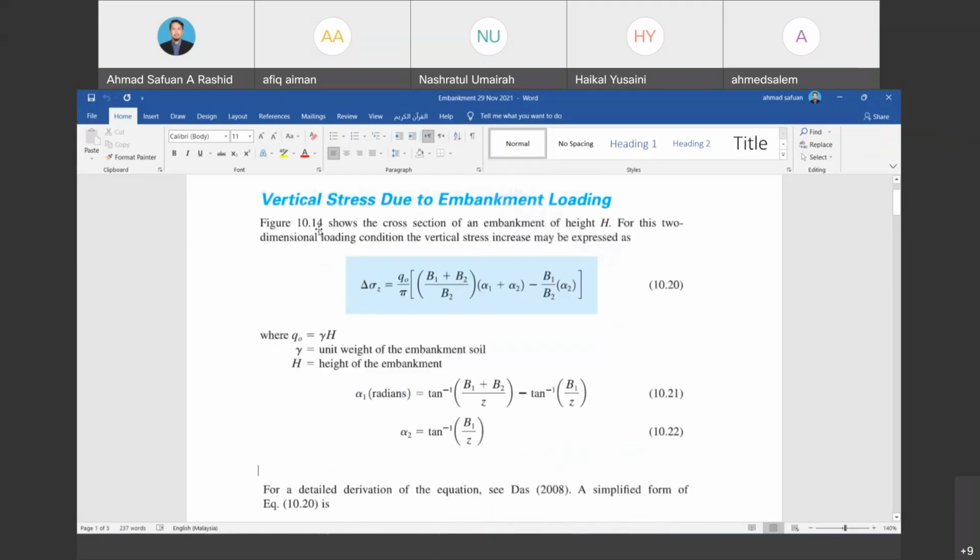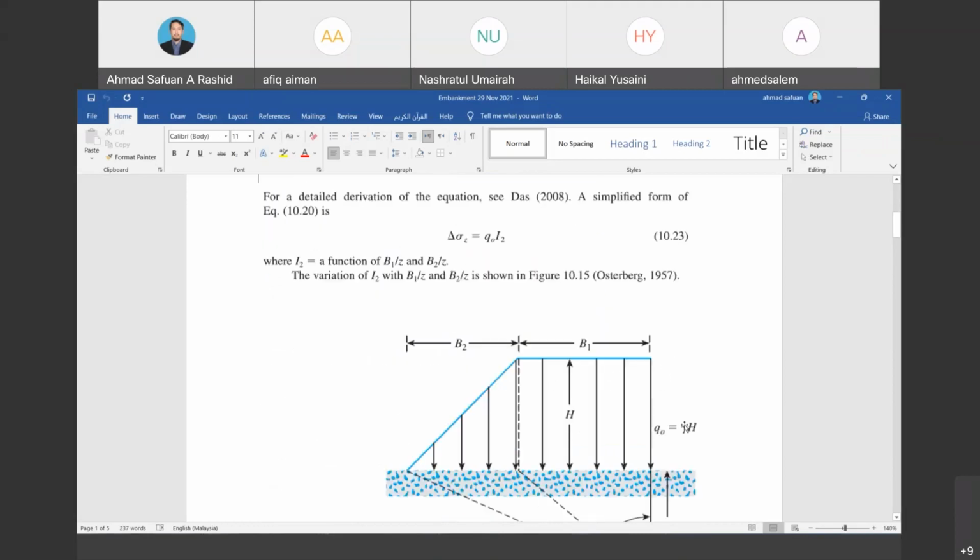Figure 10.14 shows the cross section of an embankment of height H. Why do we need the height? Because we want to determine Q naught. The height should represent the maximum height, multiplied by the unit weight of soil. Normally, the unit weight of soil ranges between 17 to 18.5. Then we multiply, and that will represent the Q naught.